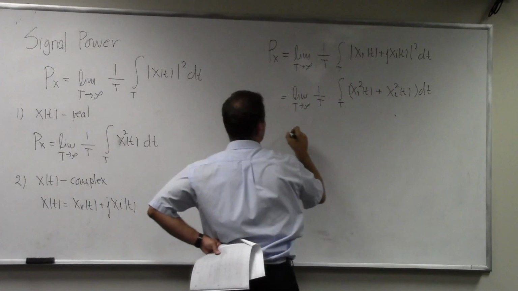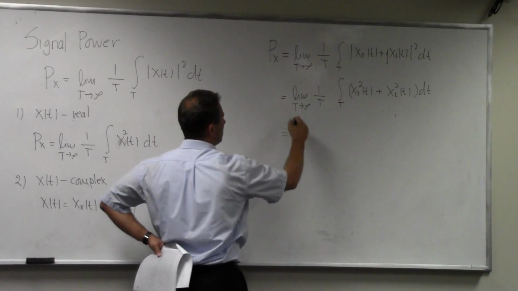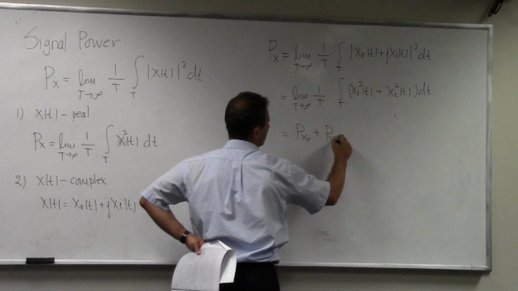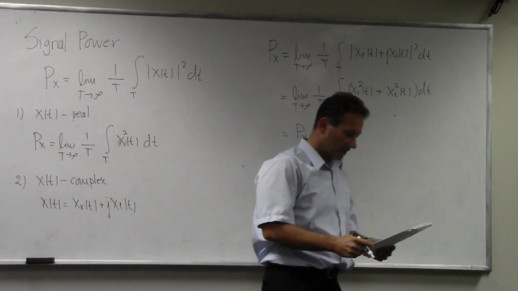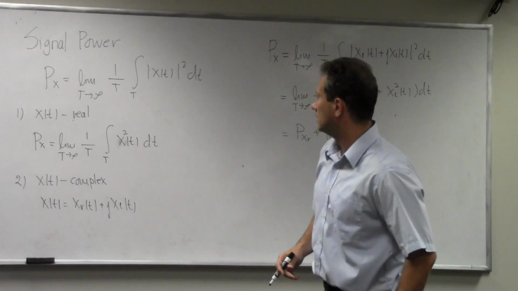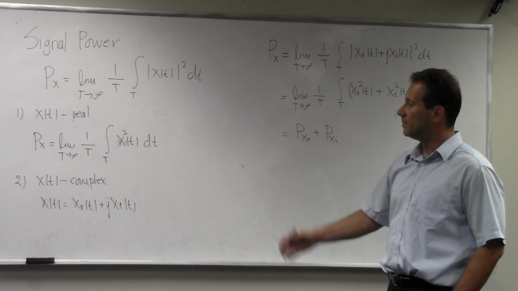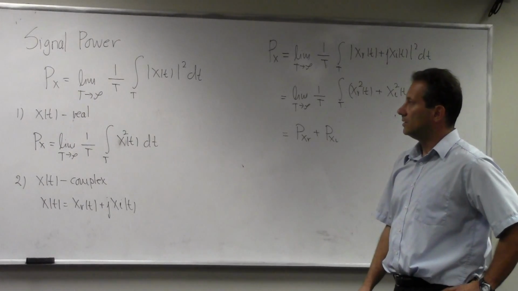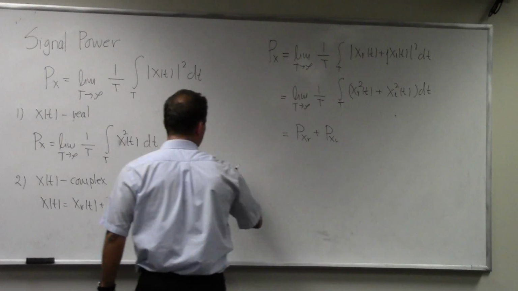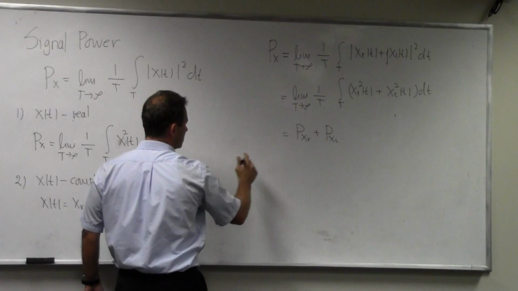And you can see that this splits into two integrals, each one of them having the property of power. So the power of the complex signal is the power of the real part plus the power of the imaginary part. So just like in the case of energy, in the complex case, the energy and the power are the sums of the energies and the powers in the real and imaginary parts of the signal. Actually, before I go further, let me just summarize here.